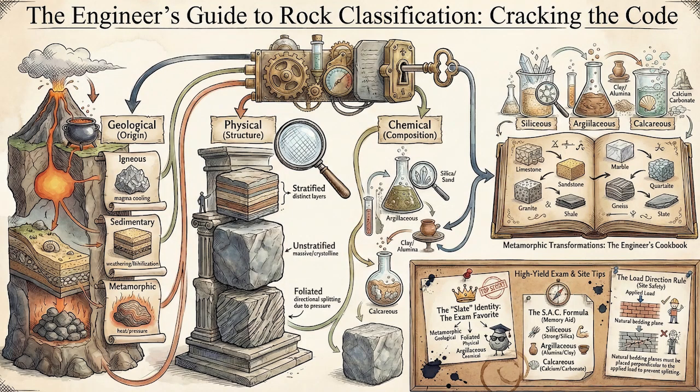Okay, so if you're an engineering student, you definitely know this feeling. You're staring at a question about rock classification, just trying to remember the difference between stratified and foliated, or argillaceous and siliceous. It's a huge hurdle in exams for sure. But what's even crazier is that getting it wrong in the real world can lead to some catastrophic and, I mean, expensive failures. So let's dive into this and clear it all up for good.